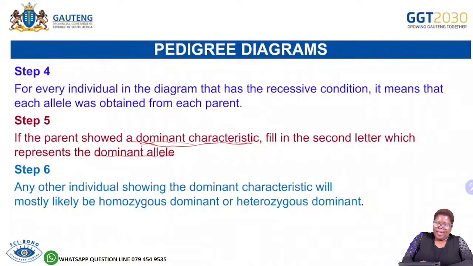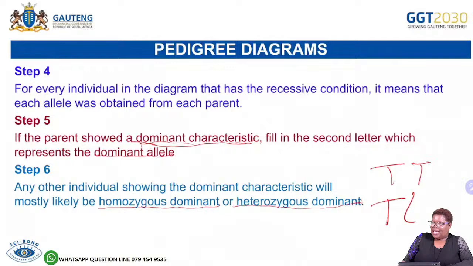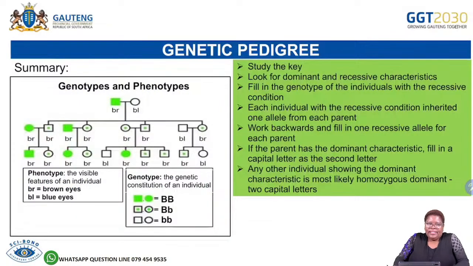And then last step, any other individual showing the dominant characteristic will most likely be homozygous dominant or heterozygous dominant. We're talking about this, homozygous dominant or heterozygous dominant. Right? This is a genetic pedigree. This is the summary which is going to guide you on how to quickly interpret that.